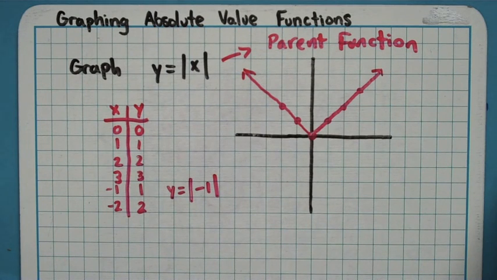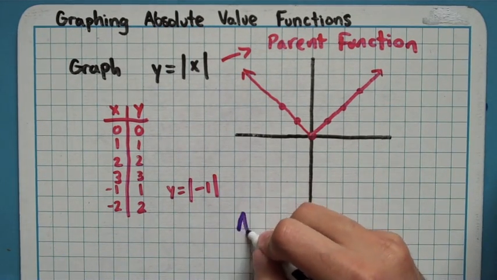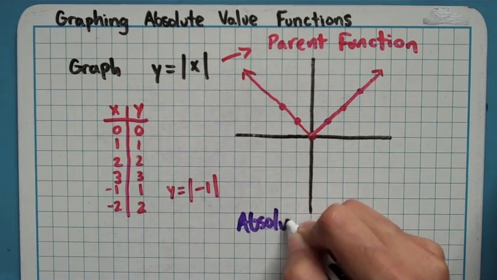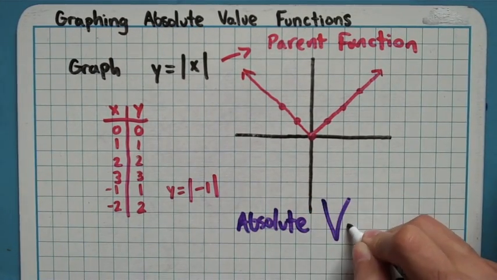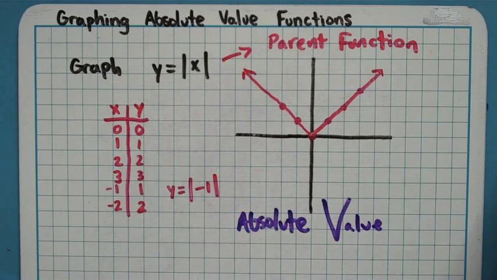Easy way to remember that, because kids will forget later on in the year what type of graph this is: think about an absolute value, really emphasizing that V. Absolute value graphs will always make some form of a V.